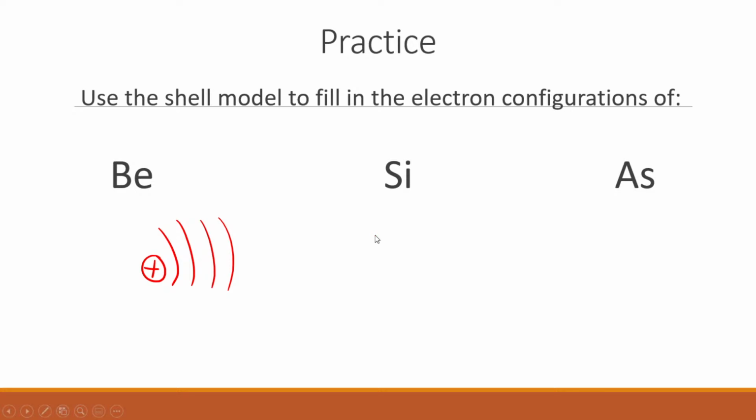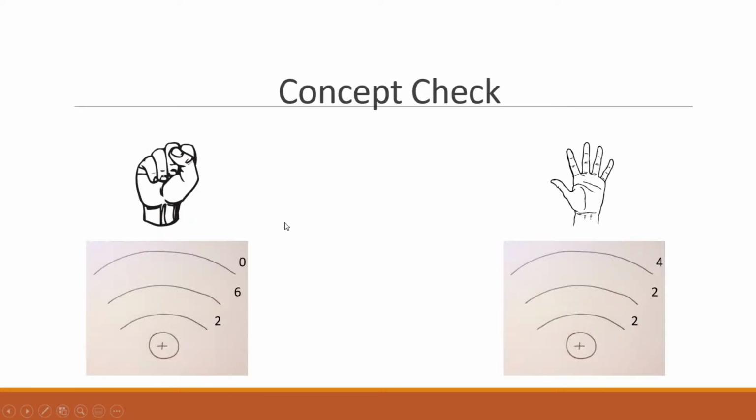Now, let's do a couple of practice problems. Here, which one of these shell configurations is correctly filled in? A on the left or B on the right?